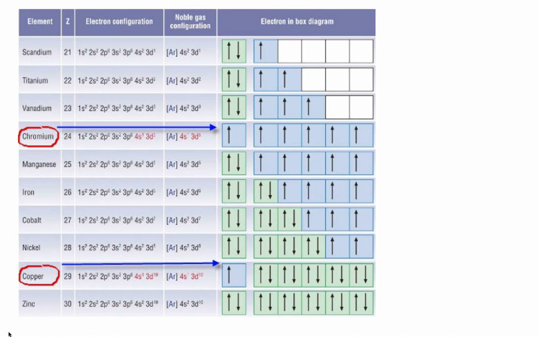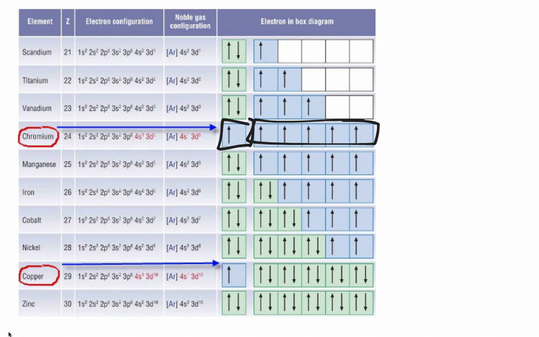If we look at chromium, again, the most likely thing for chromium to do is to take this one 4s electron and lose it. But it also can lose all of its d shell. So, again, it has a couple different oxidation states or charges that it can have. Manganese is the same. Manganese can be a +2, manganese can be a +7. There's a couple other options in between that.